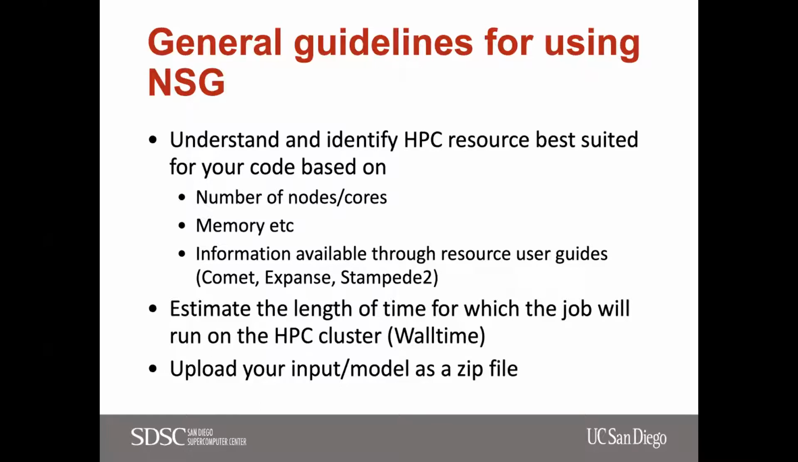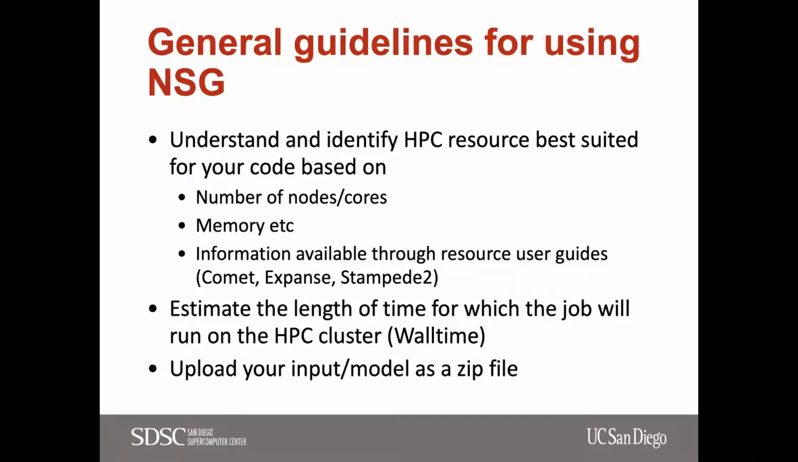The second thing is the length of time for which your job will run, and this is something that we want you to estimate. This is the time that your code will take to run on an HPC cluster, which we call wall time. It's better to overestimate this time a bit, because all NSG does is take all the parameters that you specify as a user and translate that into a Slurm script to be run on the HPC resource.